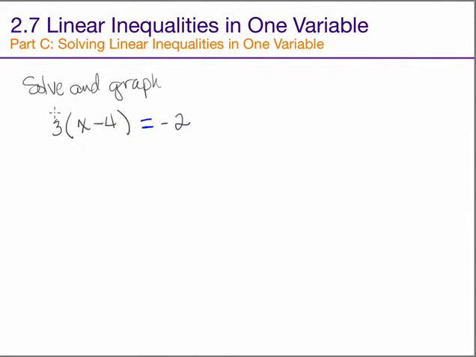Because I see parentheses here, I'm going to distribute. My left-hand side becomes 3x minus 3 times 4. My right-hand side is just negative 2. In an equation, I'd bring down the equal sign. We need to remember that this isn't an equation, but an inequality. So instead of bringing down the equal sign, I need to bring down the inequality symbol.